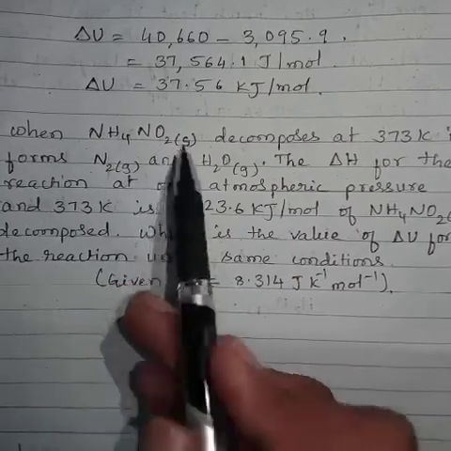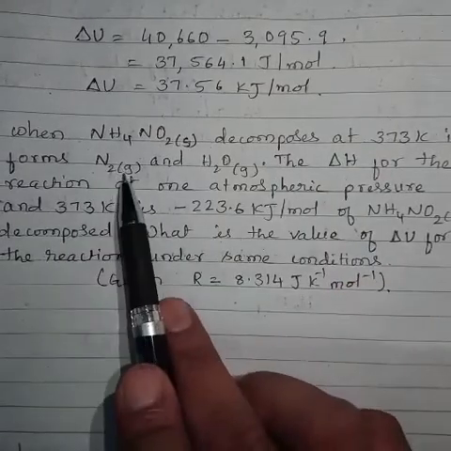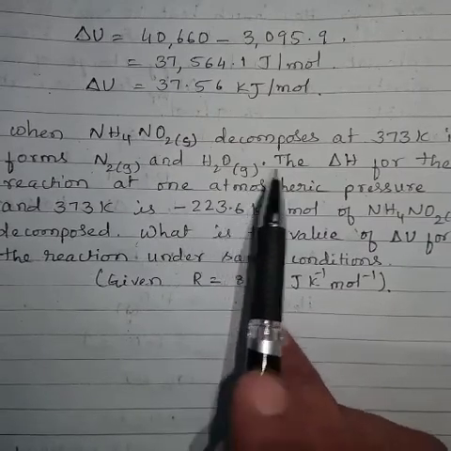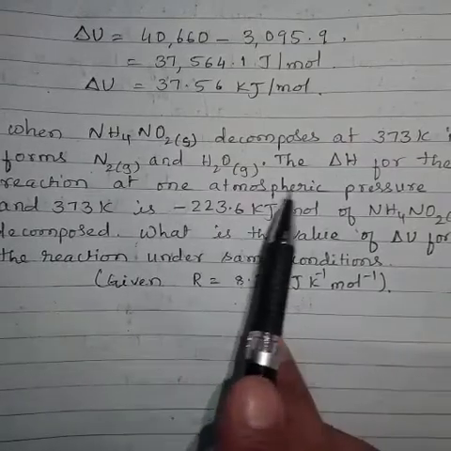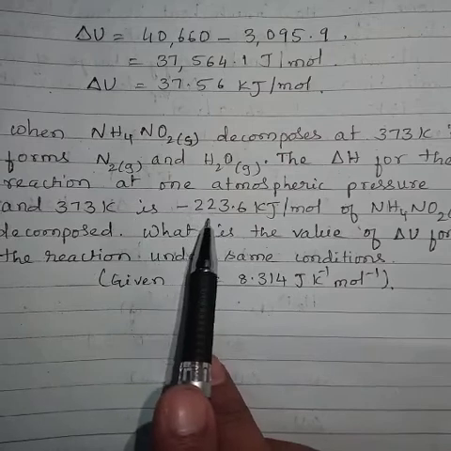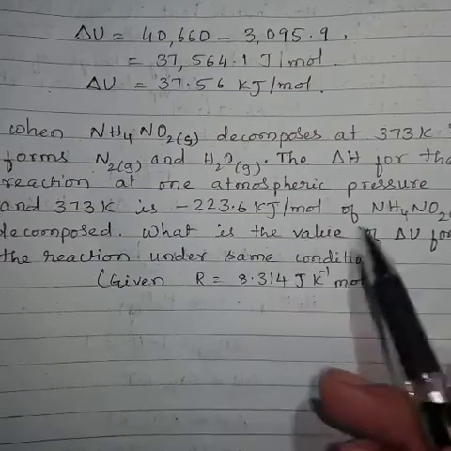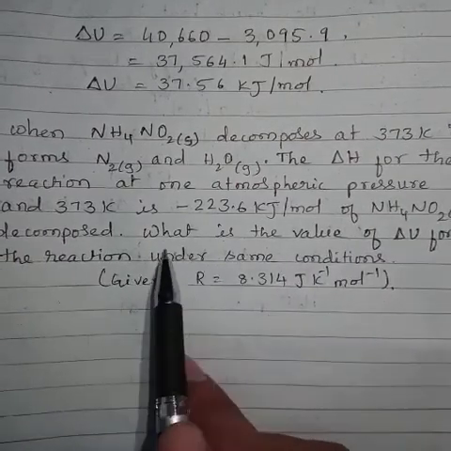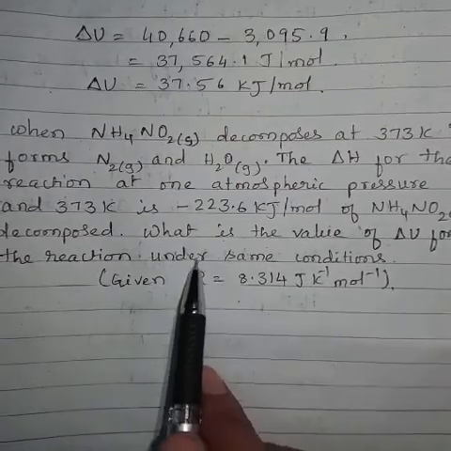Fifth problem, when ammonium nitrite, that is solid, decomposes at 373 Kelvin, it forms nitrogen gas and water gas. Water gas means H2O gas. The delta H for the reaction at 1 atmospheric pressure and 373 Kelvin is minus 223.6 kilojoules per mole of ammonium nitrite decomposed. What is the value of delta U for the reaction under same condition?